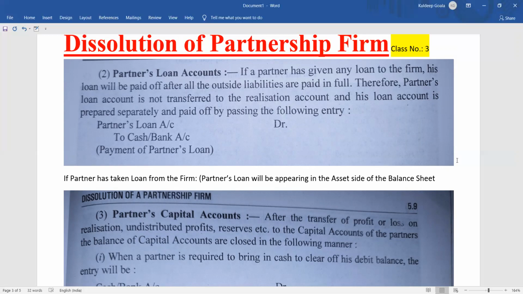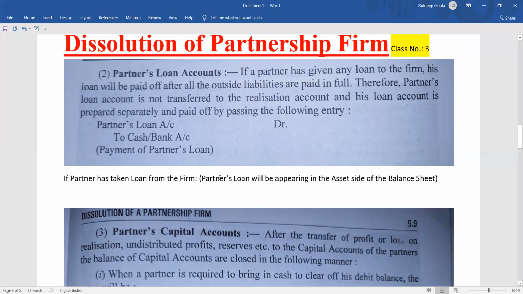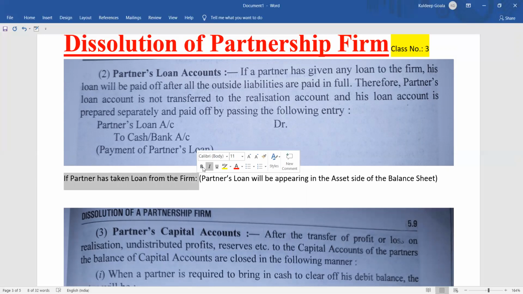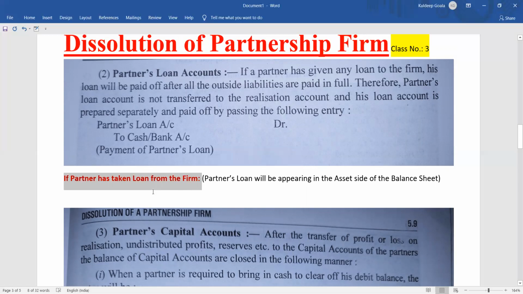बैलेंस शीट के एसेट साइड में अपियर करेगा. ठीक है, that means partner has taken the loan. If the partner has taken the loan, what does that mean? That is signifying that it is an asset for the firm.